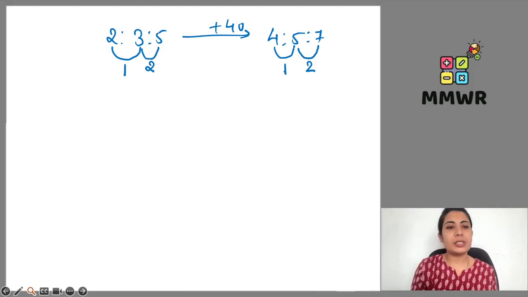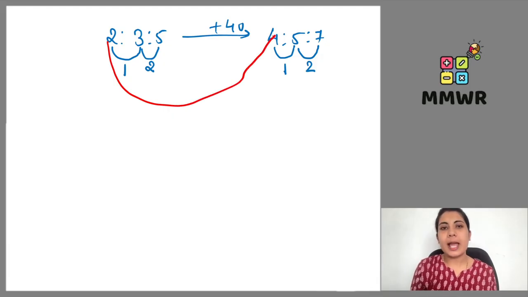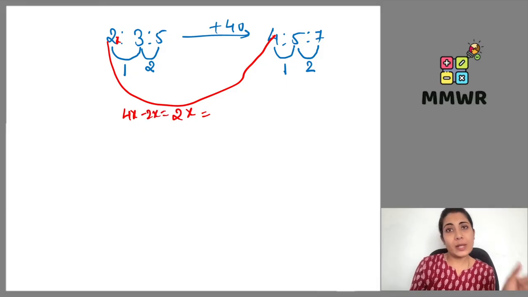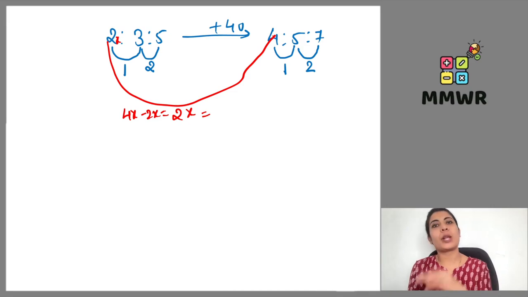Right? Now the target is to check how much it has increased. So going from 2 to 4, it has changed from 2x to 4x. The difference is 2x. How are we getting this? 4x minus 2x gives me 2x. Earlier the number of students was 2x, which was less, and now it has become 4x.